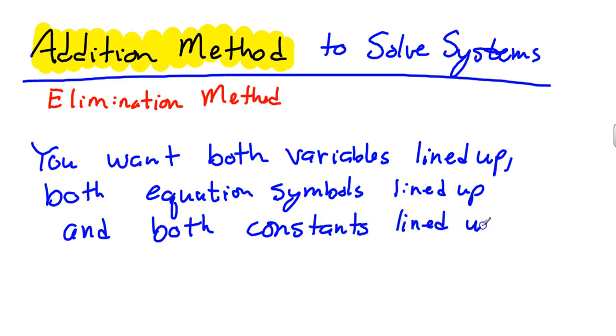And when we're saying lined up on these, we want them stacked on top of each other. So you want the x's on top of each other, you want the y's on top of each other, you want the equal signs on top of each other, and then you're going to have the constants. They all need to be stacked on top of each other, so everything is lined up. It's got to be set up.